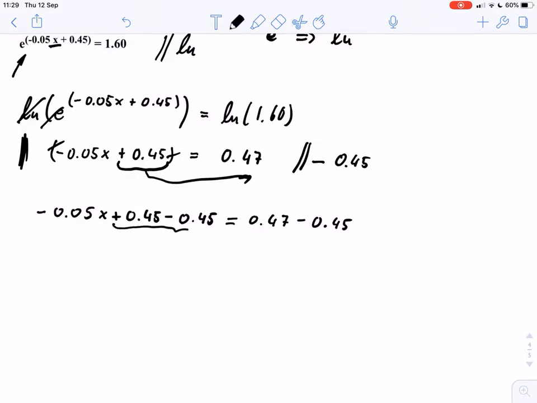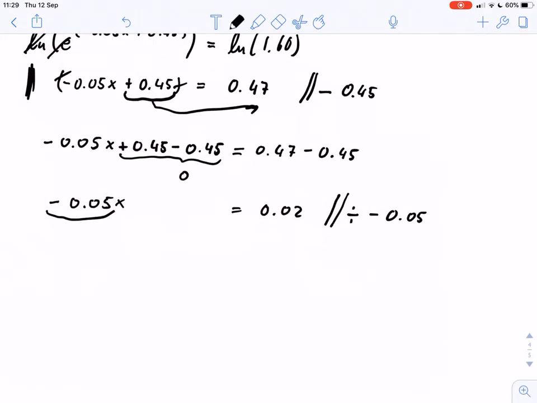And we know that this eliminates. We get 0, and we can therefore write negative 0.05 x equals 0.47 minus 0.45. That gives us 0.02. And all we need to do is now use the inverse mathematical operation to this multiplication. So we divide both sides by negative 0.05.